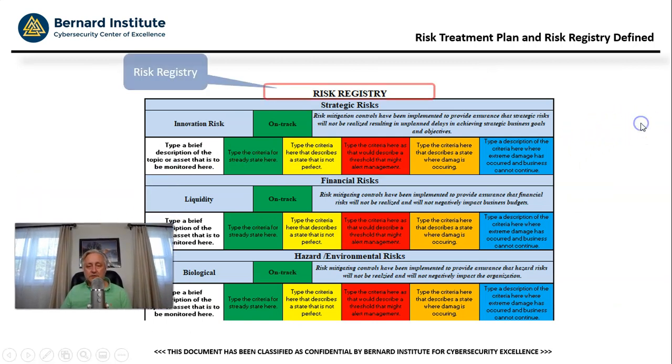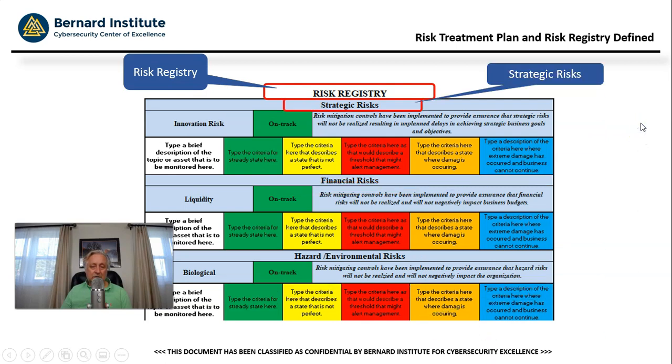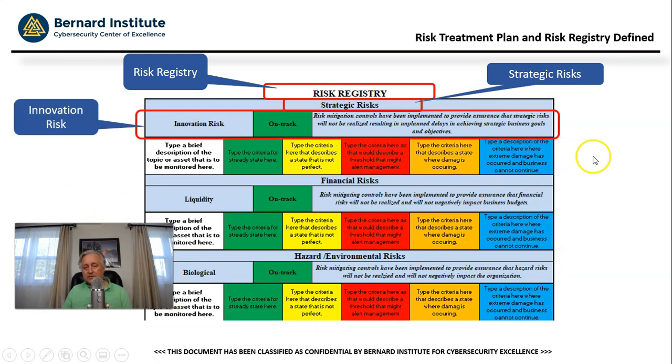In the risk registry, you're going to see we have all the different risks listed. So the strategic, financial, hazard, environmental risks. I only have one screen, so I didn't go down through the whole list. But I just want to explain one set of risks so that you understand. This is innovation risk. So when it comes to strategic risks, there is a risk of innovation.